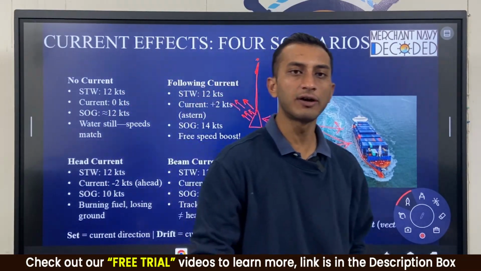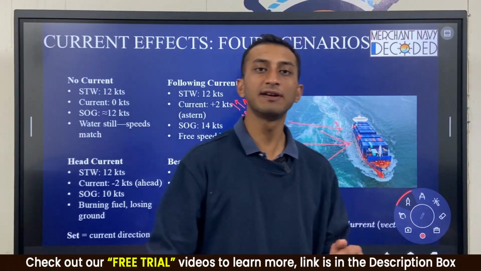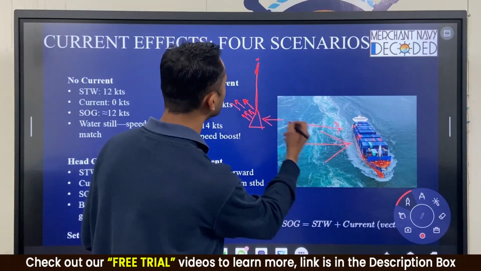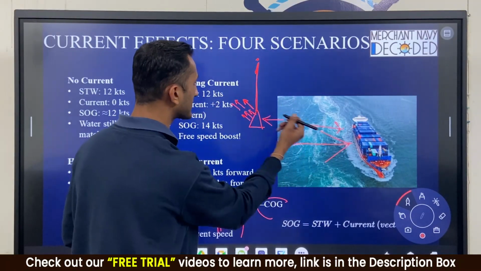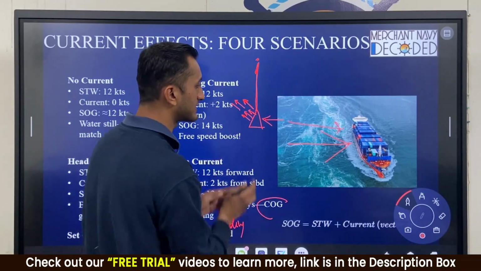Again, course over ground is with respect to the seabed, and heading is with respect to the water bodies. With respect to the water bodies, she is looking ahead, and when the current is coming, she is going bodily, moving this way, in the earthward direction.